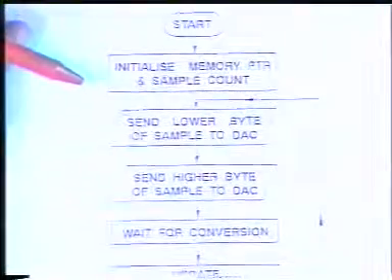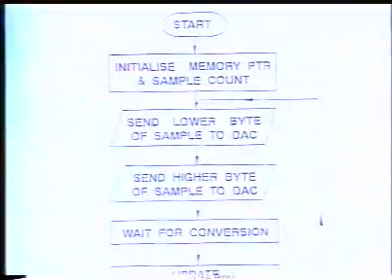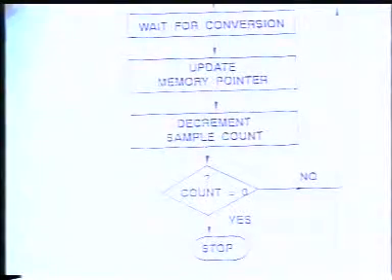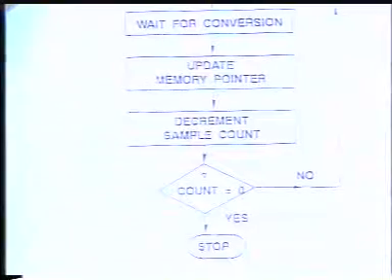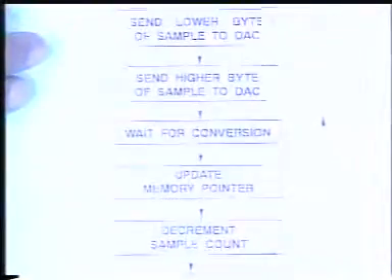Then we update the memory pointer, maybe by 2, because 2 bytes have been read, and then decrement the sample count to see that 1 sample has been converted. Then we check whether all the samples have been converted or not. If the count is not 0, we repeat the process, otherwise it is just over.